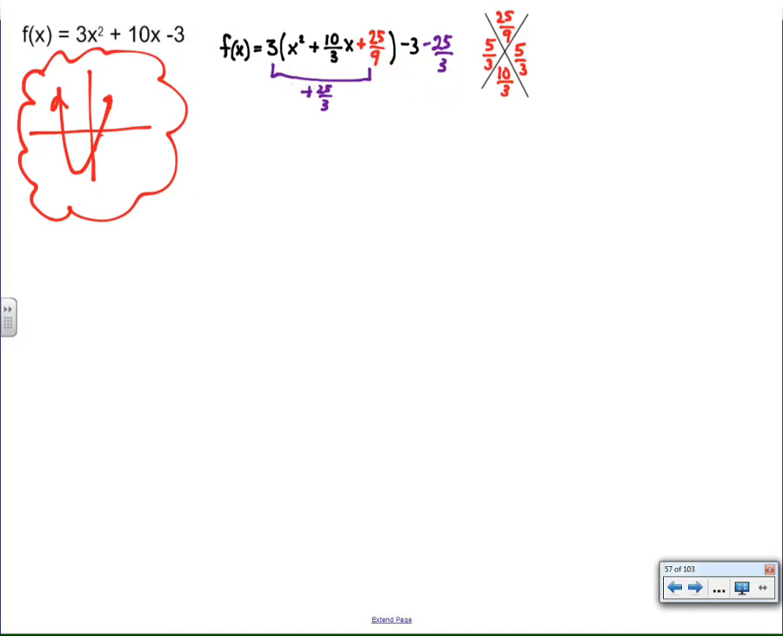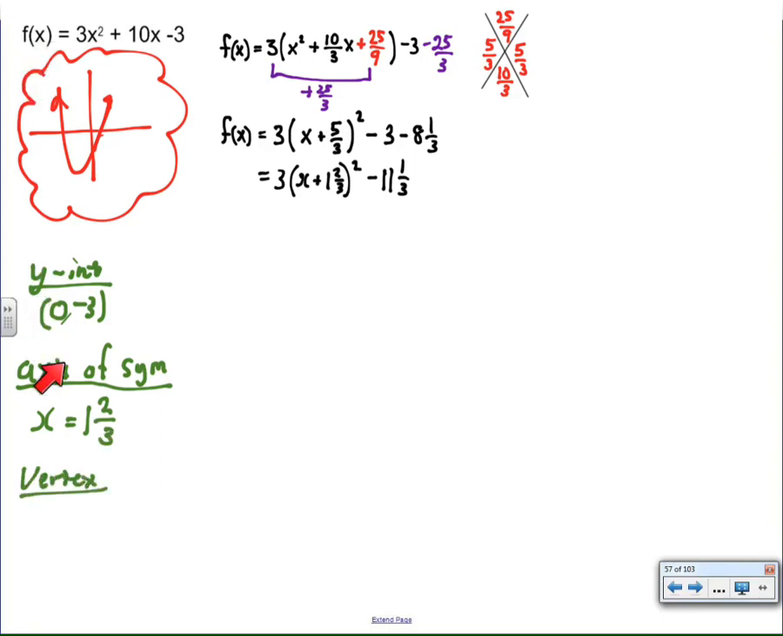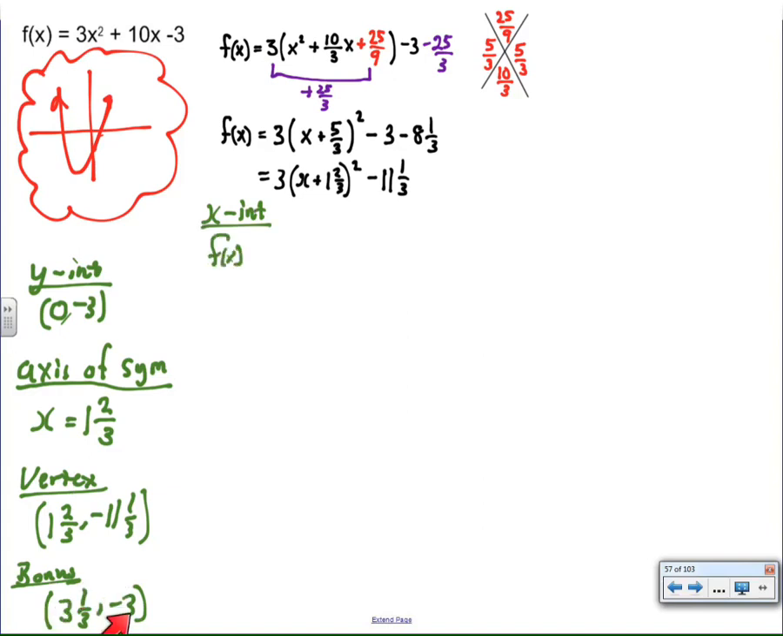This portion was designed to be a perfect square, so I factor it accordingly, and I collect like terms on the outside. And with this form and the given form, I'm able to ascertain all of the following. I can state the y-intercept very clearly from the beginning form. Axis of symmetry and vertex I can get from the vertex form. Bonus point: I just double the axis of symmetry and use the y-intercept.